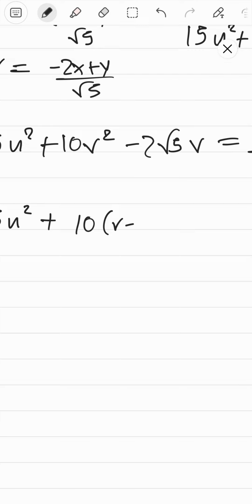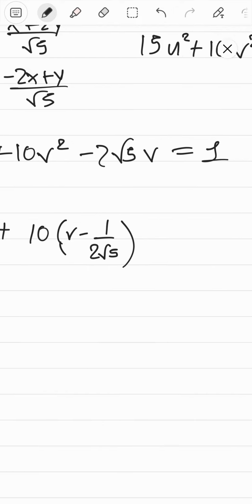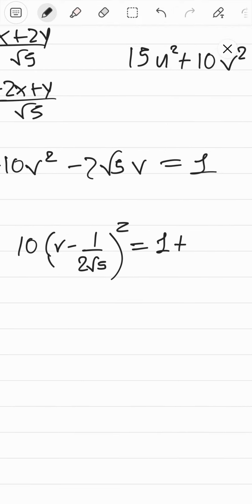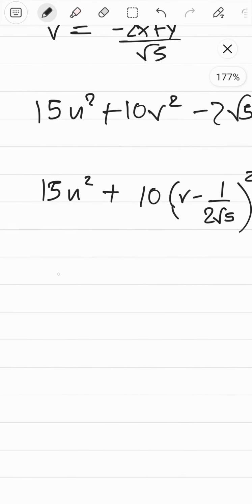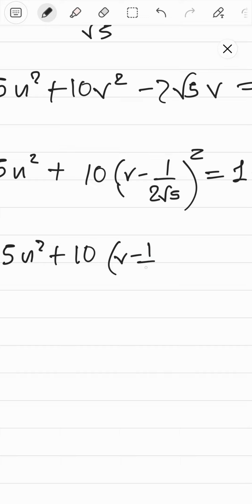It's just what is this now? 1 upon square root of 5v, right? So you just want 1 upon 2 square root of 5v. Oh, that's not there, not the v thing. Okay, this thing squared is equal to what? 1 plus 10 times, so 10 upon 4 times 5 or something, which would just be 20. So just 1 upon 2. So 1 plus 1 upon 2, right? Yeah, this is our conic, which now you can see is just an ellipse. So it's 15u squared plus 10 times of, whatever this thing is, v minus 1 upon 2 square root of 5. I did it correctly, right?